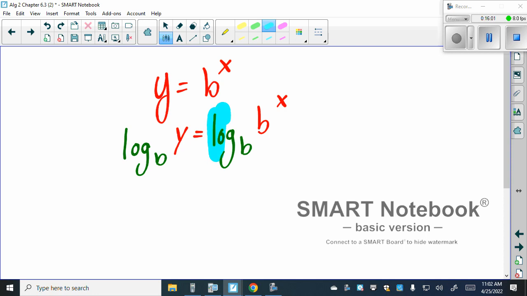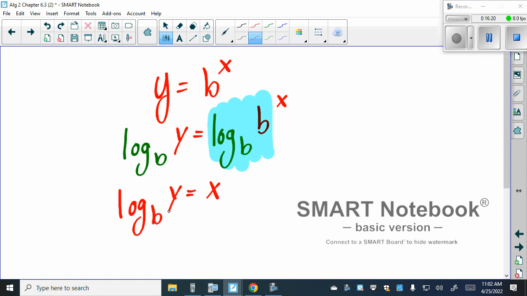this side over here, log base b of b to the x is going to simplify to what? x. Yes? The other side, I can't simplify any further. We have log base b of y, yes? And that's just using the property that we got today, yes?